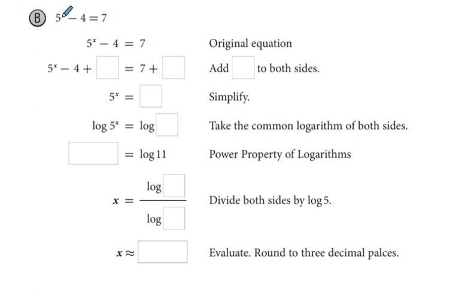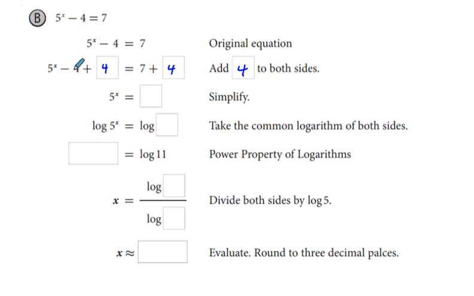So if we have this equation in example B, 5 to the power of x minus 4 equals 7, and this is our original equation, what are we going to do to solve for x? Well, we're going to add 4 to both sides of the equation.